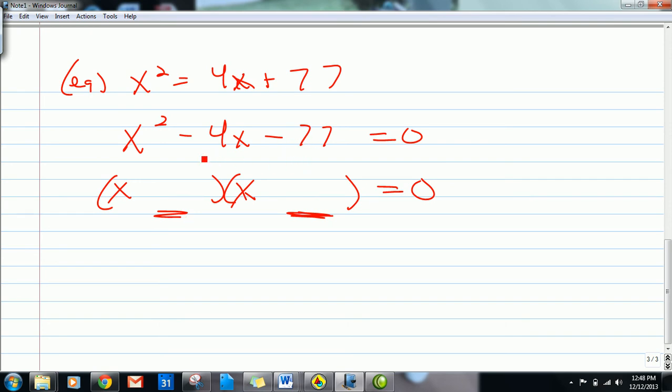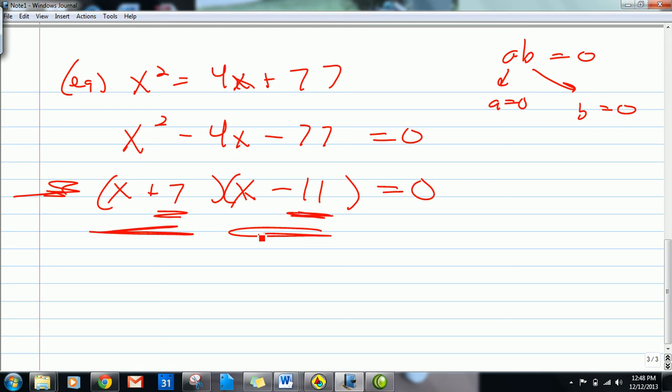And add to be negative 4, right? So I'm saying that's going to be negative 11 and plus 7. Now, because that's equal to 0, if a times b equals 0, that means either a has to be 0 or b has to be 0, right? I have the same thing going on here. A times b equals 0.